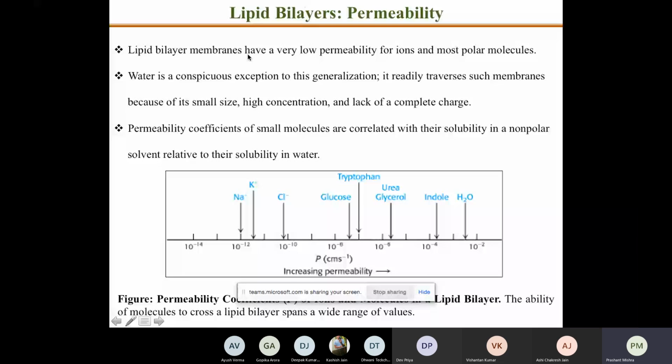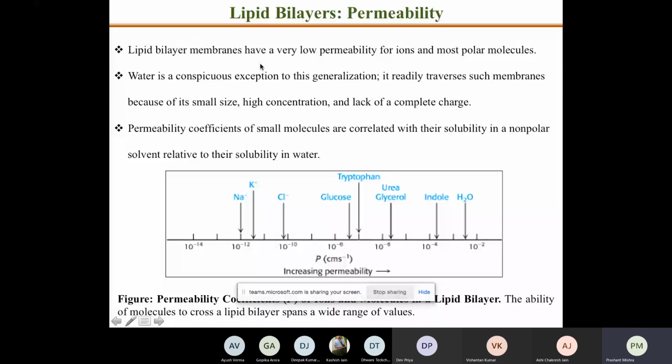Now, if I look at the permeability, what kind of permeability do these membranes have? Lipid bilayer membranes have a very low permeability for ions and most polar molecules. Suppose I make an animal cell or bacterial cell membrane, which is just made up of lipid. What about the permeability? In natural form, they have proteins. Now I make a lipid bilayer which lacks any protein in the structure. What will happen? If they do not have any, there should be zero permeability.